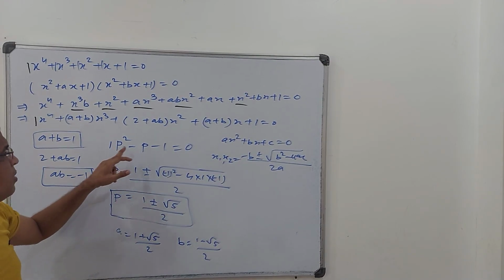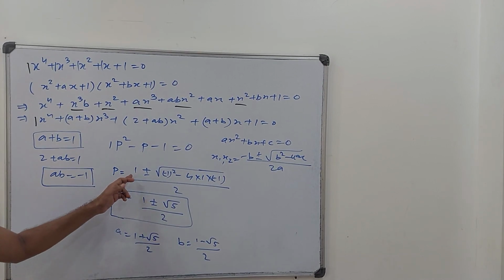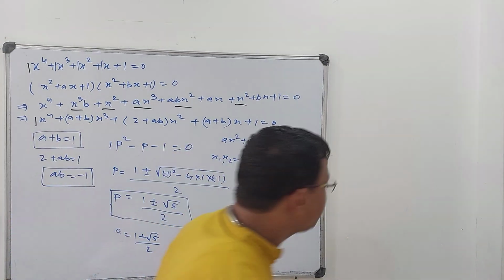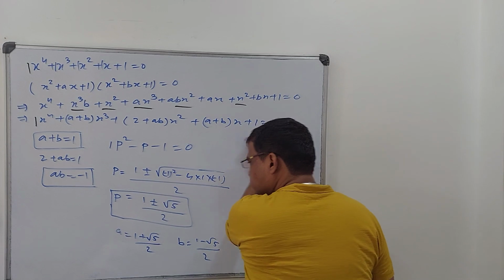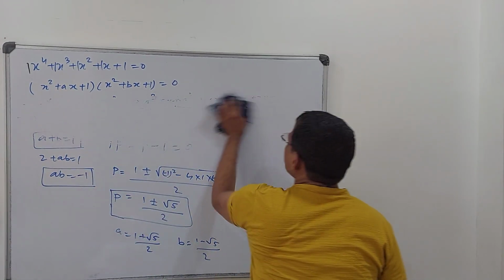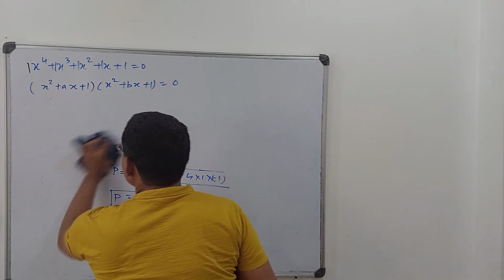So a will be 1, b will be minus 1, so minus b will be minus of minus 1, so plus 1, and we are getting something like this. So these are the values of a and b. Now what actually was a and b is something we got here.